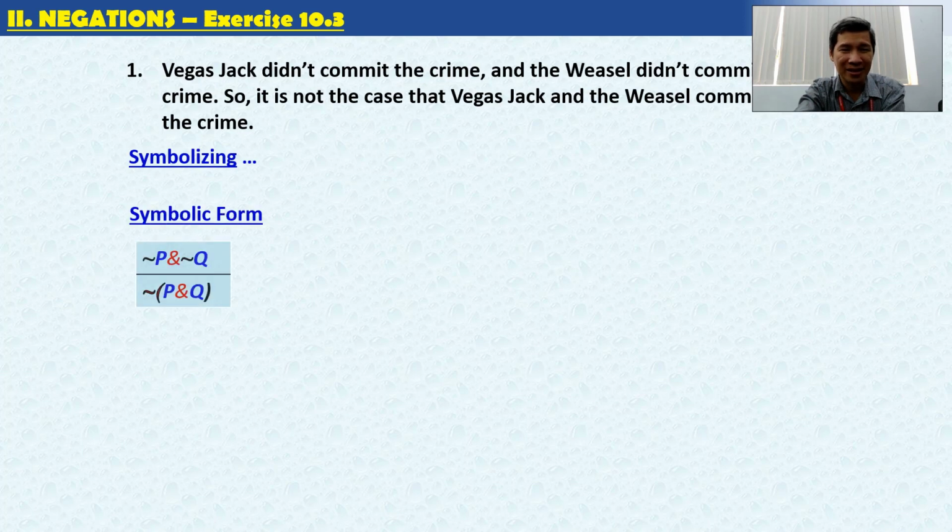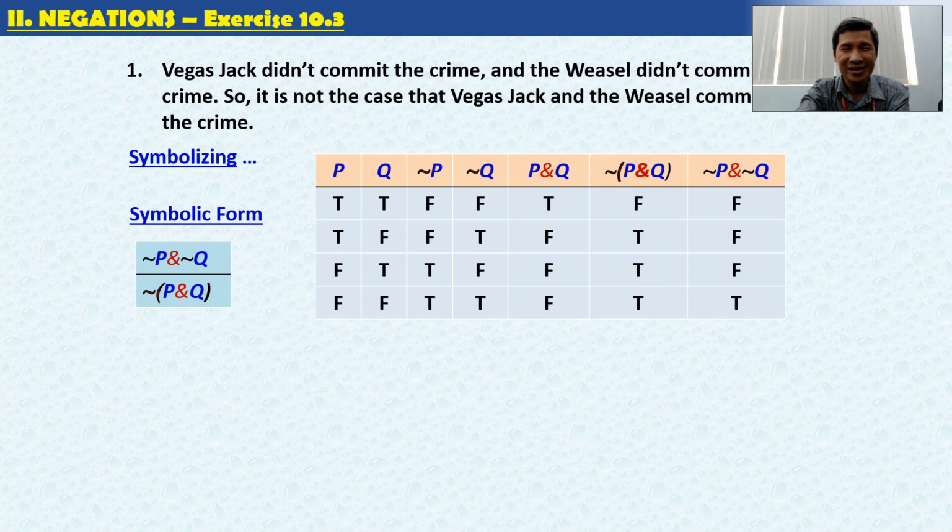Symbolizing, it's going to be like this. Not P and not Q. Not the case P and Q. We need the values for these 2 variables. Then P, Q, not P, not Q, P and Q, then not the case P and Q, and not P and not Q. For the values, you have to do it by yourself. That's easy right now, right? I don't think it could be a problem to you right now.